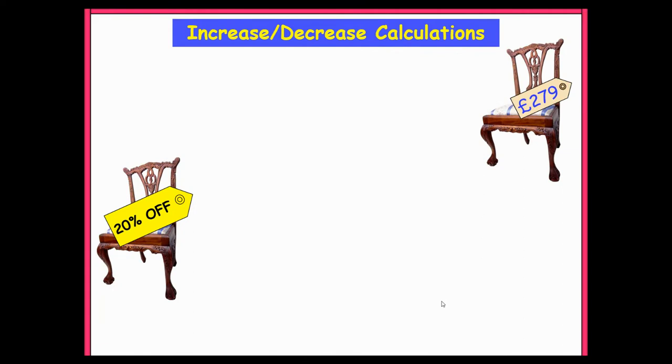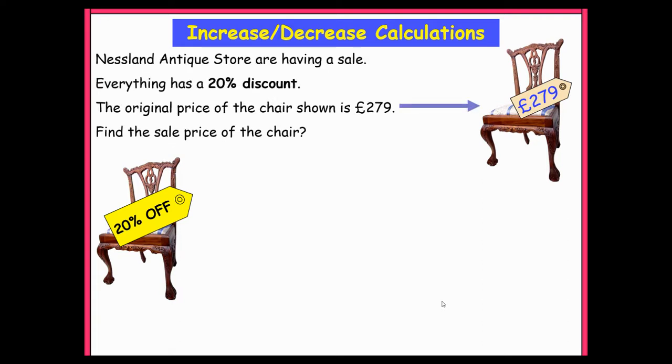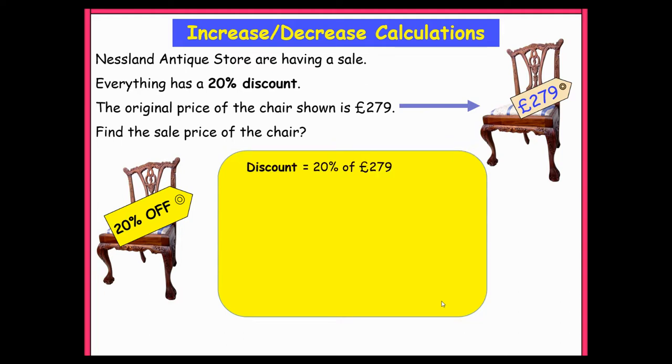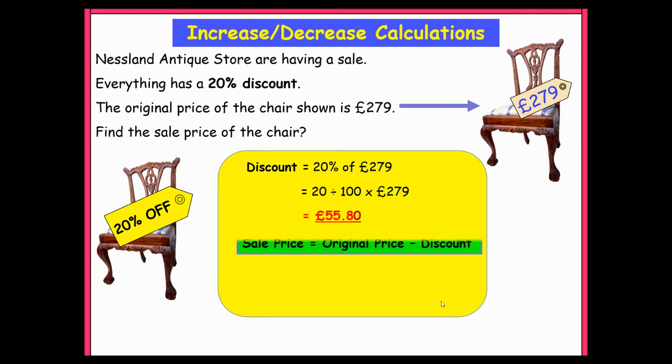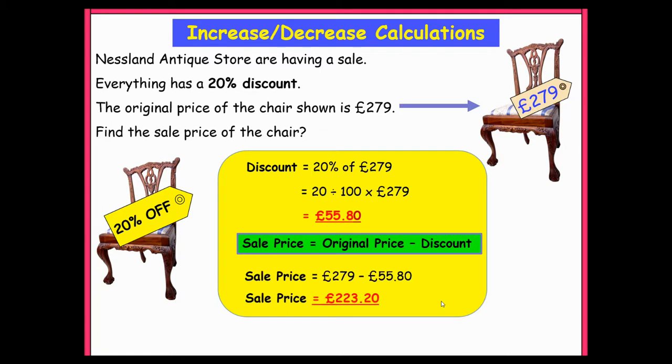In this one here, if the chair was 279 and you get 20% off, then let's say Nestland Antique Store having a sale, everything has a 20% off discount. The original price of 279, find the sale price of the chair. Well, 20% is 20 per 100. Then we get, again, 1 decimal place, so remember to put the extra 0 in because you're dealing with money. And then what is the sale price? Remember, start with the 279 and take off your discount and you've got your answer. So the sale price of the chair is 223.20.